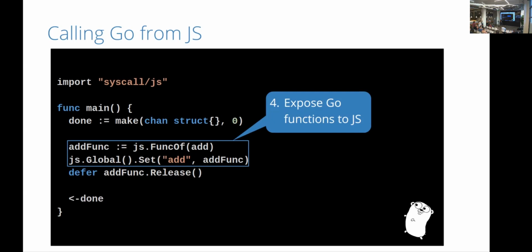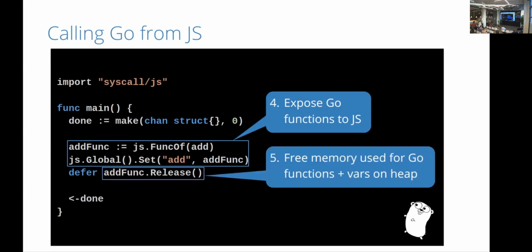So then we set the add variable in our JavaScript environment to addFunc. And in effect, we're saying to, like, the DOM, for example, we want the add value to be equivalent to the add function that we wrote in Go. The addFunc function is then stored in shared global memory between JavaScript and the Go WebAssembly. We should also make sure to free up this global memory used by this function by calling Release when we're done using this function written in Go that's exposed to JavaScript.